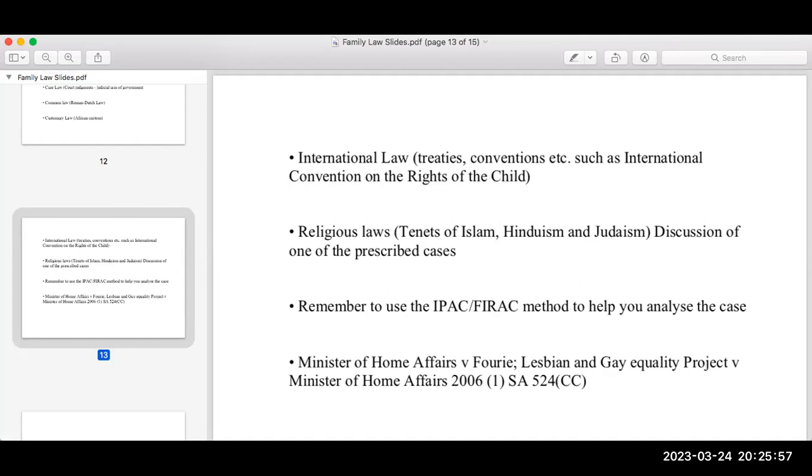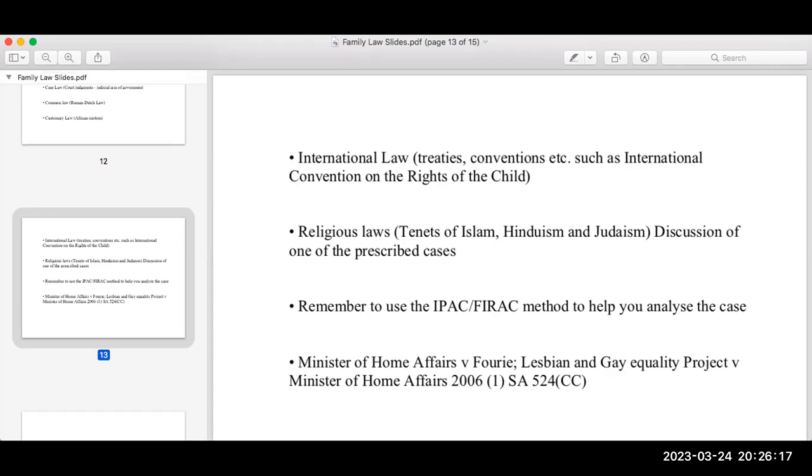We're going to be talking about it for the longest time going forward, because it's like a cornerstone or the pillar of family law in South Africa, and it changed our entire legal system when it comes to marriages in South Africa. So it's a very important case.